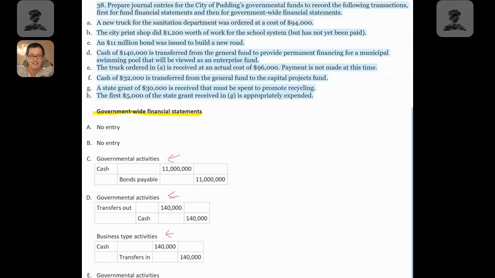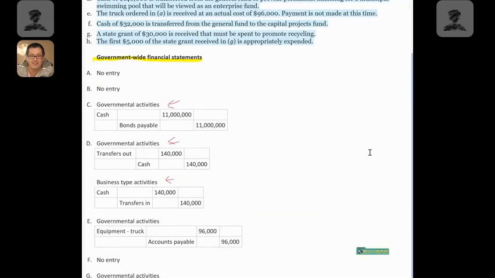Transaction E, the truck ordered in A is received at an actual cost of 96,000. Payment is not made at this time. Alright, so when they receive the truck, the journal entry is to debit equipment, truck, and credit accounts payable. This is a governmental activity, and we recognize this long-term asset, capital asset equipment.